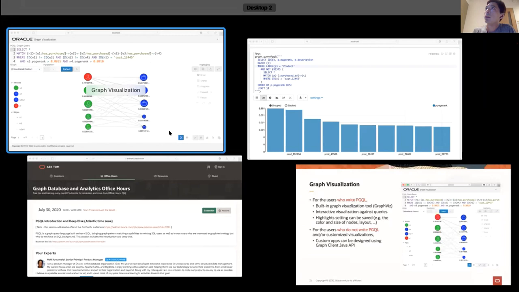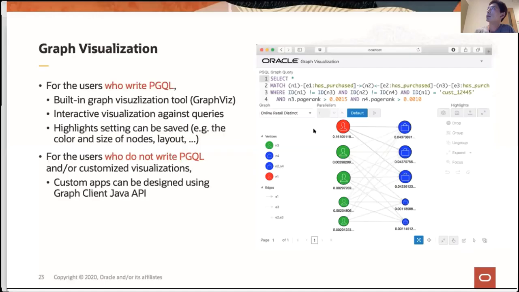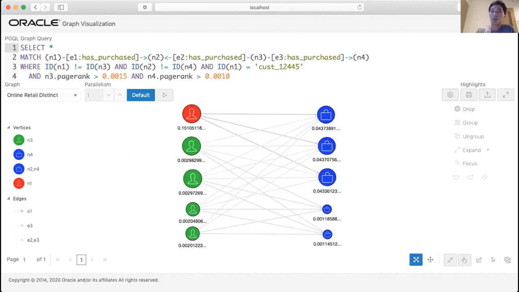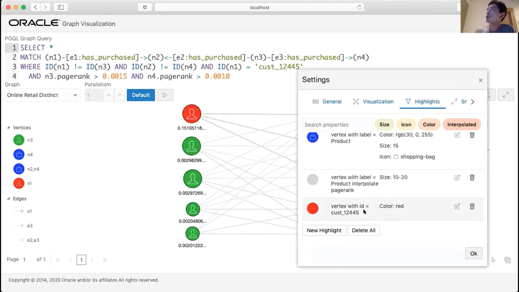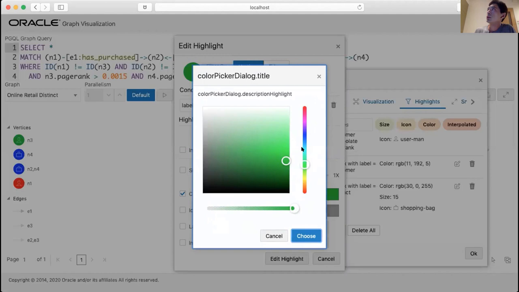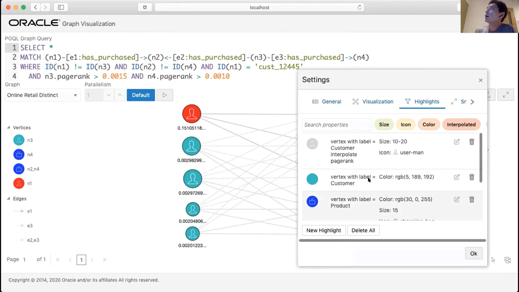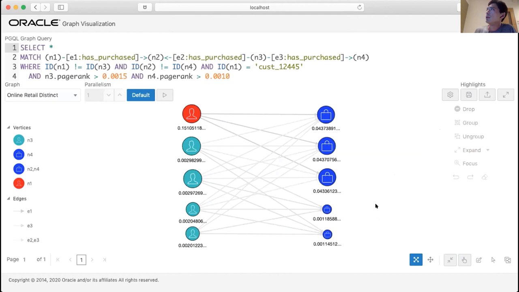So if you, let me get my mouse pointer. Okay. This setting can change the size of nodes and colors, etc. So for the starting node, I put the color red, and maybe you can change the color for other nodes, like blue, like this. And also the size of the nodes depends on the value of this PageRank property. Then you can get this visualization, and you can save this highlight too.